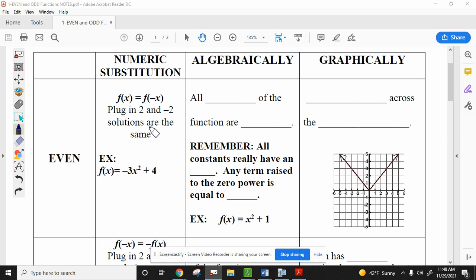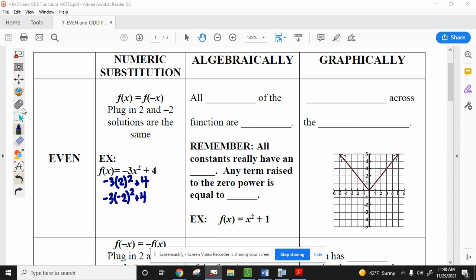So let's do numeric first. Basically, we're going to take this function and plug in an even number and an odd number, and if they're the same exact solution, then it's going to be an even function. So we're going to do this by plugging in 2 and negative 2. So all we're going to do is take negative 3x squared plus 4. We're going to plug in a positive 2. We're also going to plug in a negative 2.